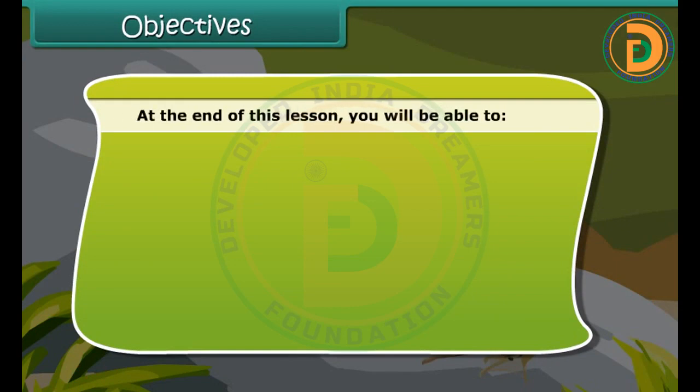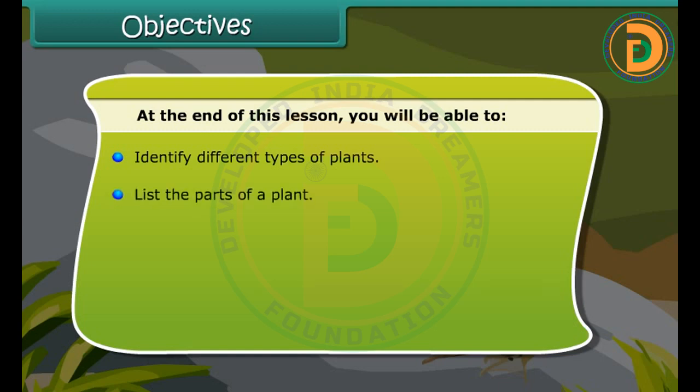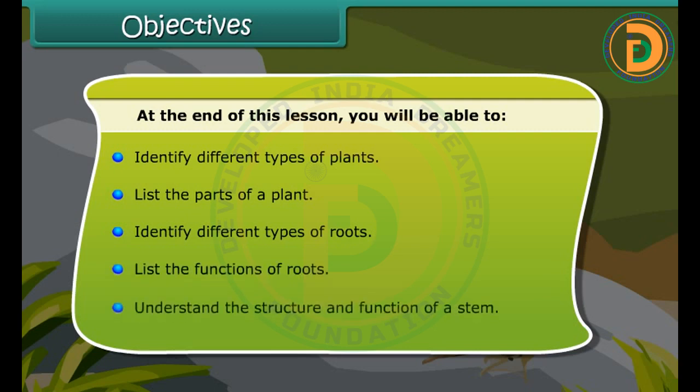At the end of this lesson, you'll be able to identify different types of plants, list the parts of a plant, identify different types of roots, list the functions of roots, understand the structure and function of a stem.